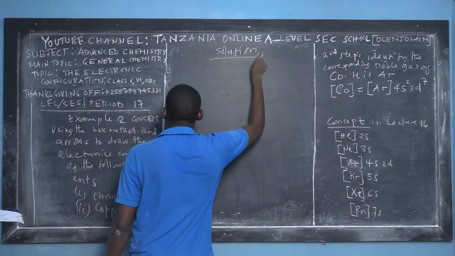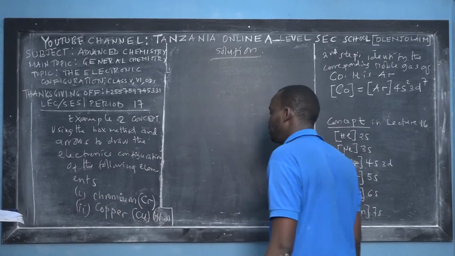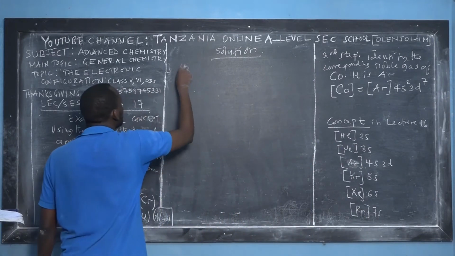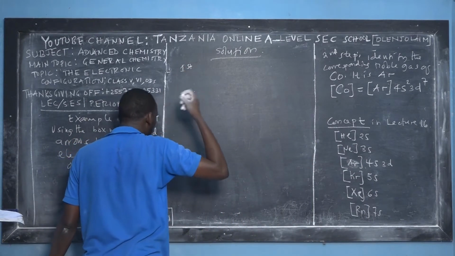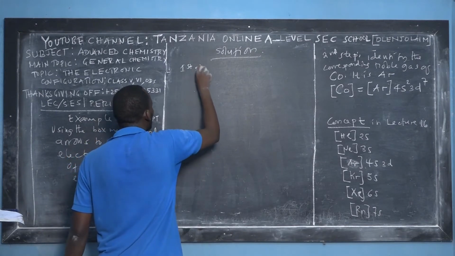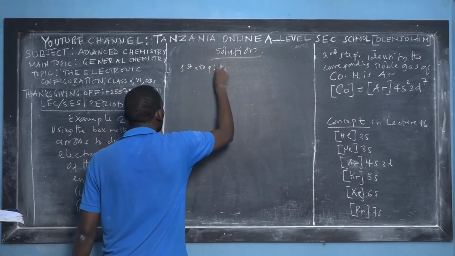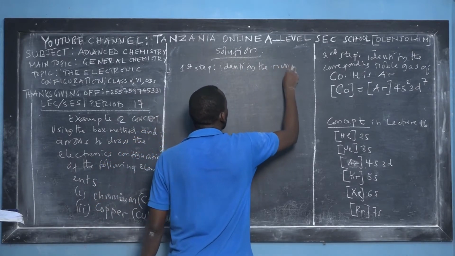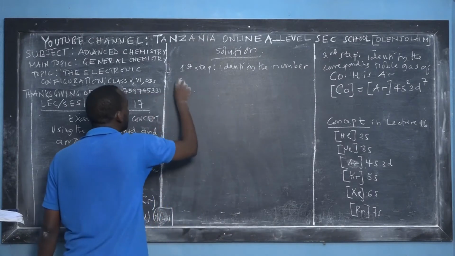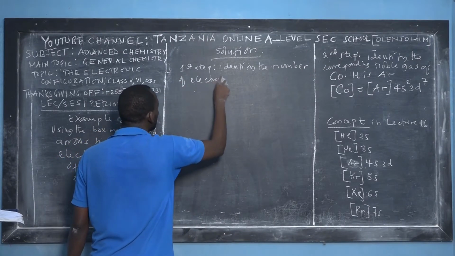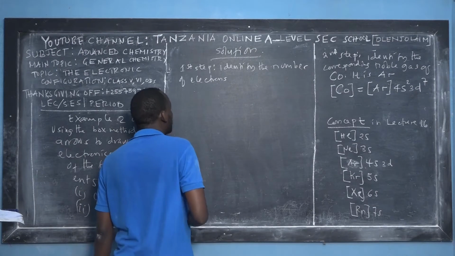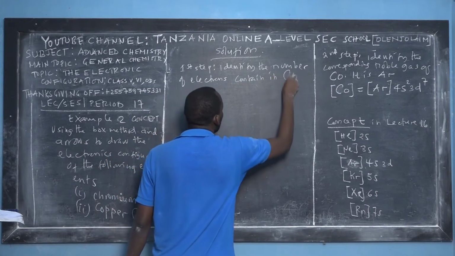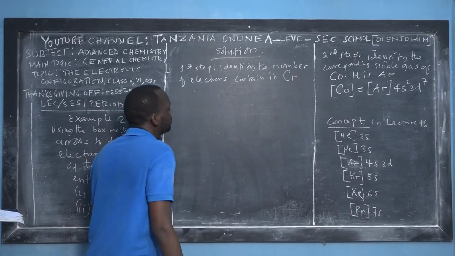In this question, we are given the name of an element, but we don't know the number of electrons. So the first step, you can use the modern periodic table in your mind if you remember, or if you have one, you can check. First step, identify the number of electrons. The number of electrons contained in what? Chromium element. By using what?